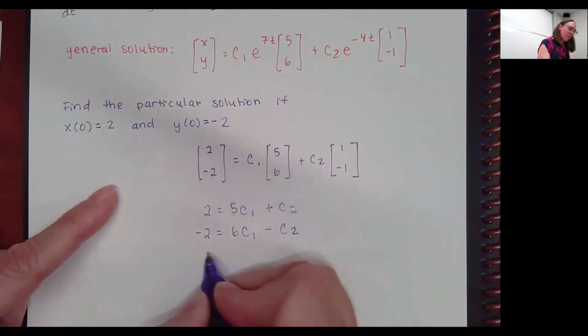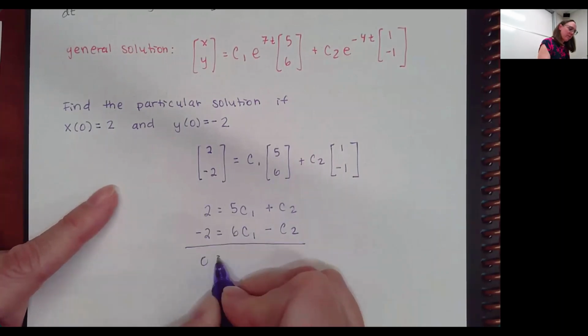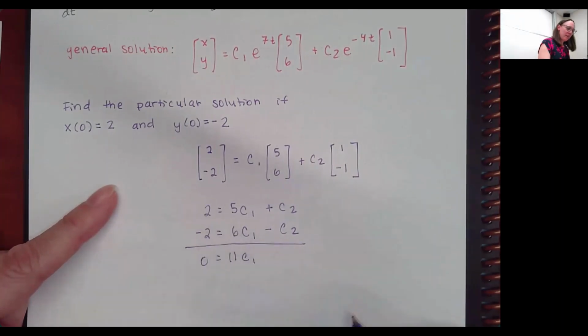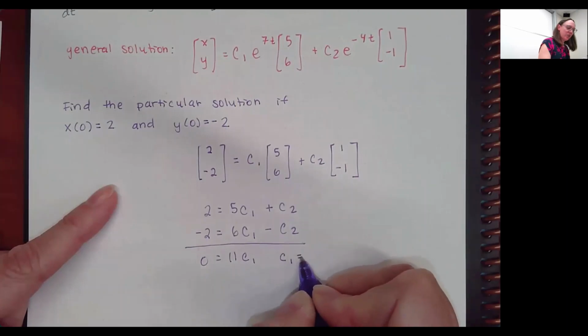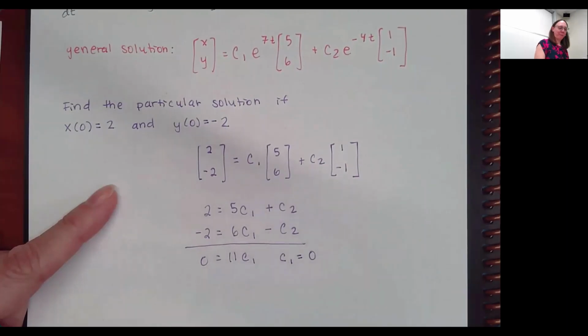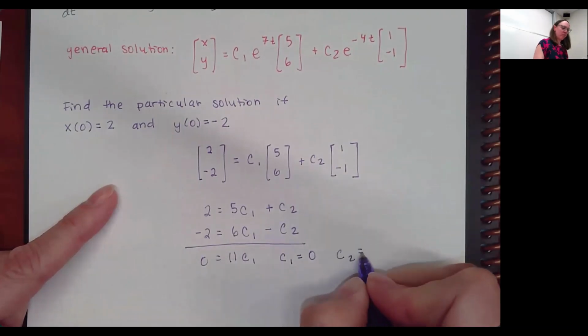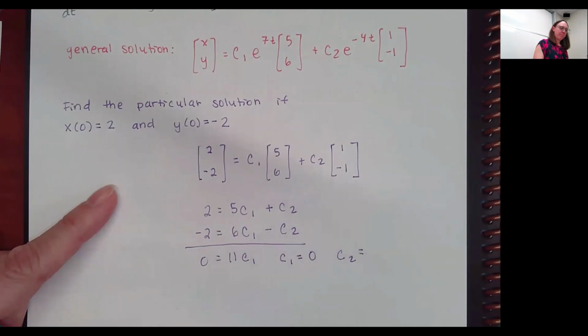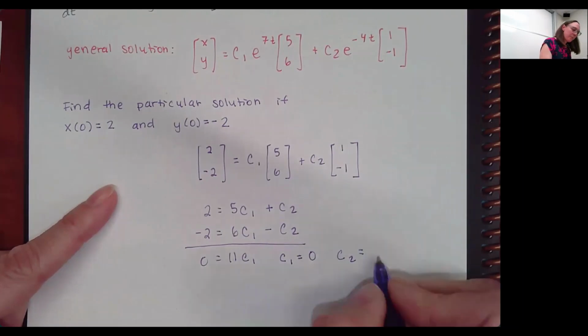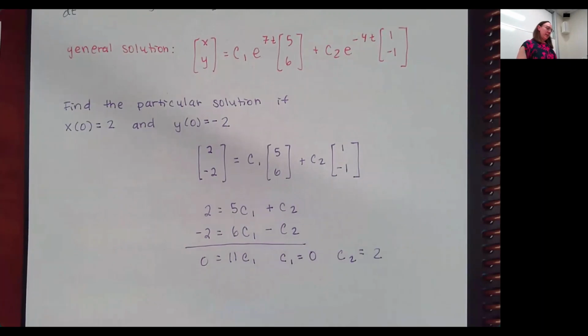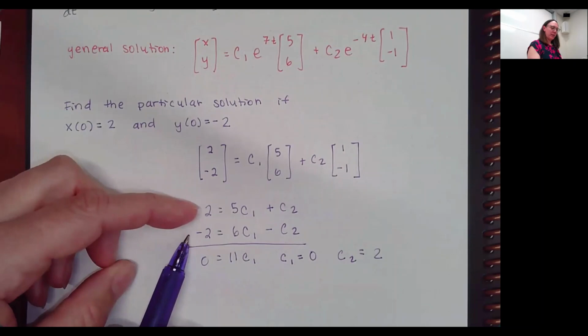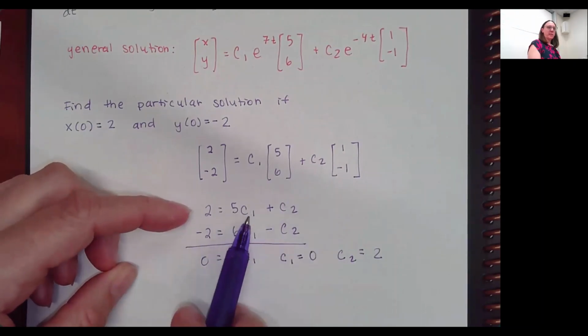Well, when I add those two together, I get that C1 is actually equal to 0. If C1 is equal to 0, what would C2 have to be? Why is it 2? It doesn't matter which one you plug it into. I plugged it into the top one, but if I replace C1 with 0, yeah.